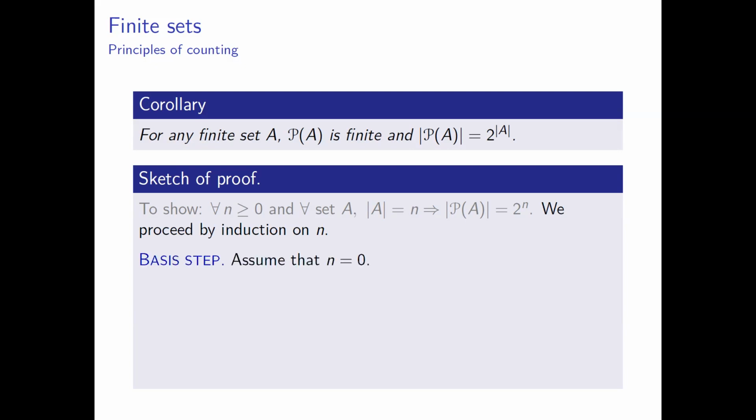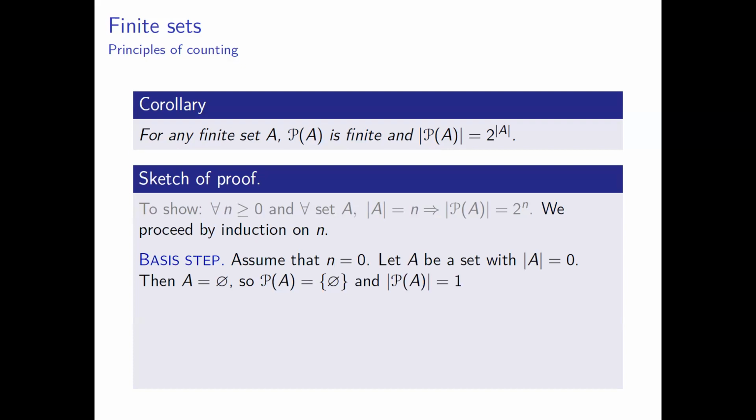For the basis step, assume that n is equal to 0. Let A be a finite set with cardinality 0. Then A is the empty set, so the power set of A consists only of the empty set. And thus the power set of A has cardinality 1, which is equal to 2 raised to 0, which is equal to 2 raised to n. So the result holds for n equals 0. This concludes the basis step.